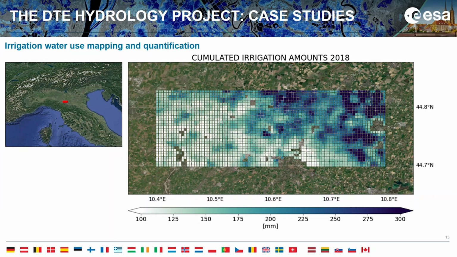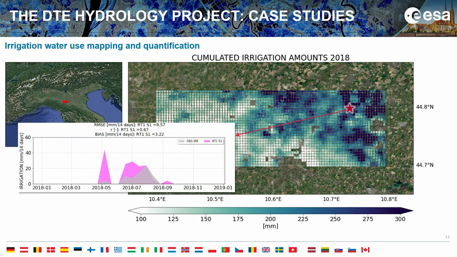And with the soil moisture based inversion approach, and through the data cube inside the DTE Hydrology, the digital twin for hydrology, basically, we have calculated the cumulated irrigation amounts for the season 2018, highlighting more irrigation on the east side with respect to the west side, which is comforting because by talking with local experts, we know that actually the eastern portion is much more irrigated than the western one.